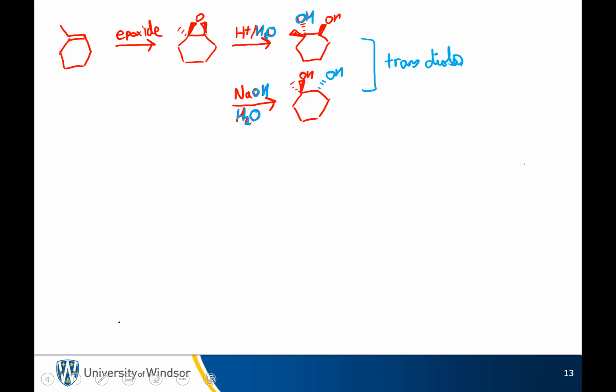Well, what if I want a cis-diol? So what we're going to use is a reagent, KMnO4, sodium hydroxide, water.